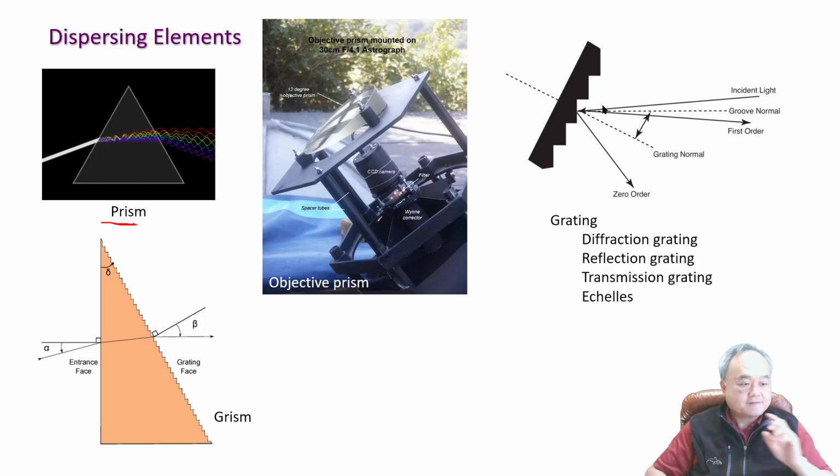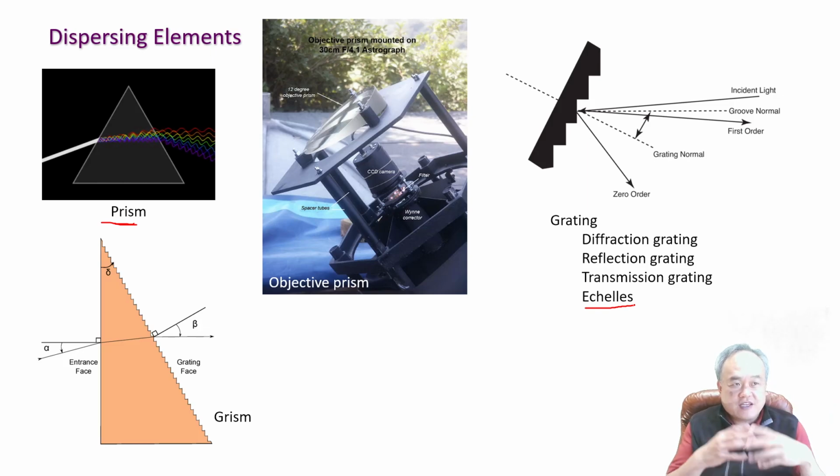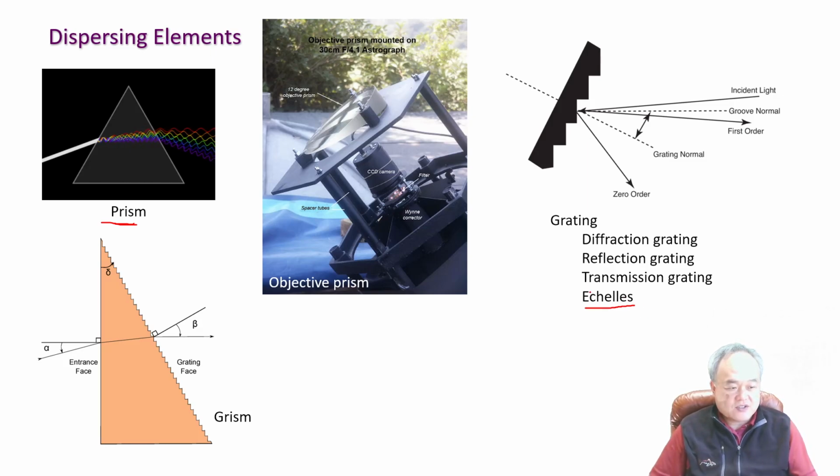This is known as a transmission grating, and there is a very special type of reflection grating called the Echelle grating. This is a device that produces really high resolving power, and we will learn the details about the Echelle grating in the following video.